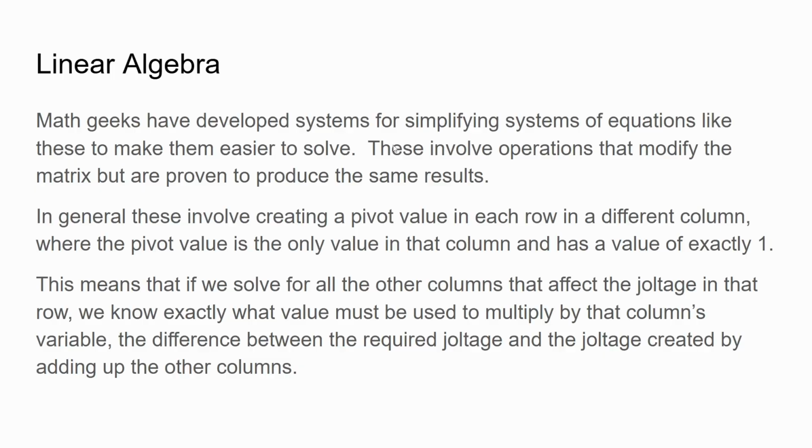So of course there's algorithms that math people have invented to solve these types of problems in a systematic way and reduce them to make them easier to solve. Generally, they involve creating a pivot value in each row, where it's the only value in that column and has a value of exactly 1. So if we solve the other columns, the effect of the joltage, we can use that 1 to calculate the exact number of times we need to press that button after solving for the other ones.